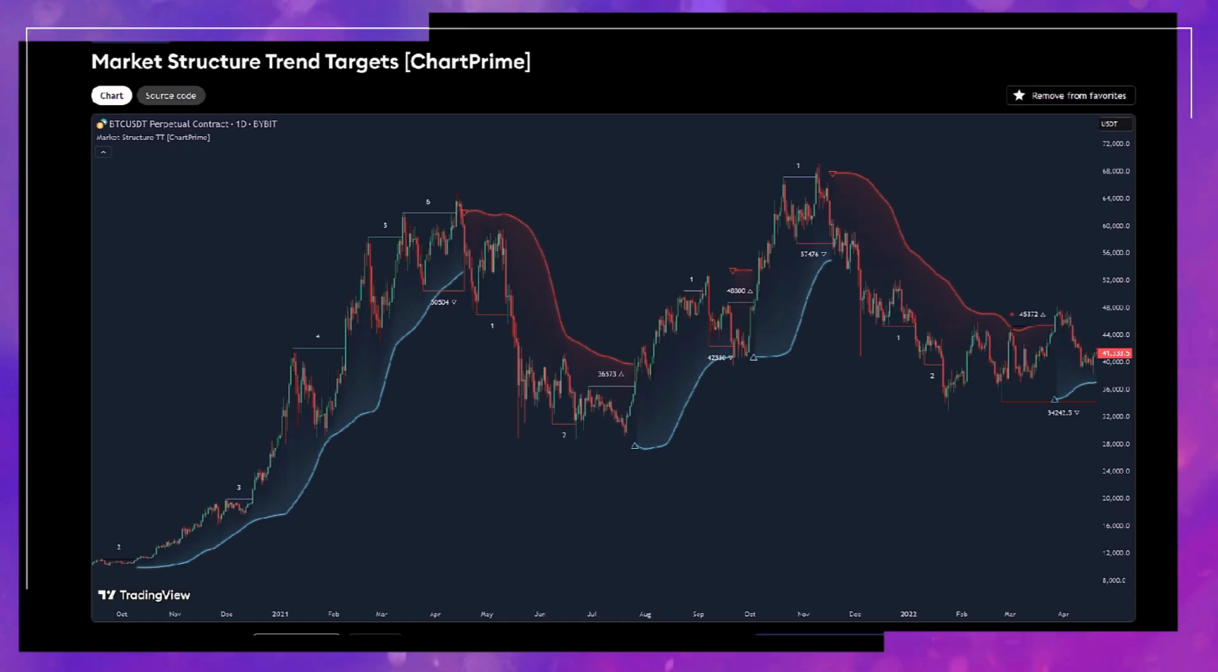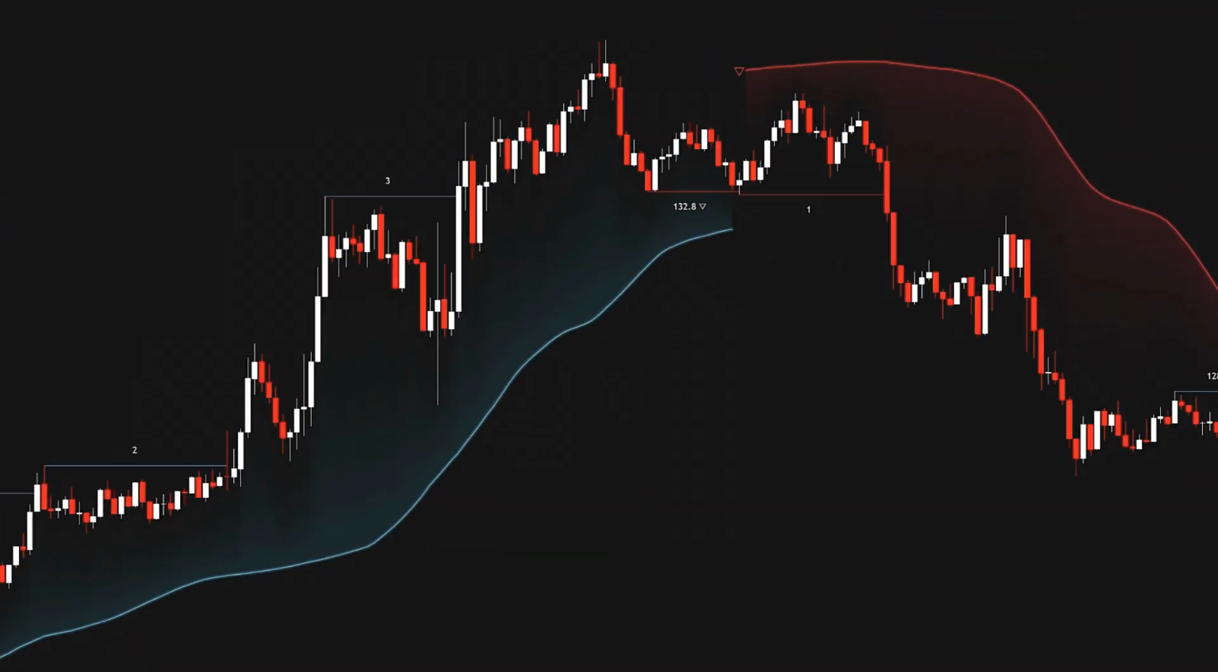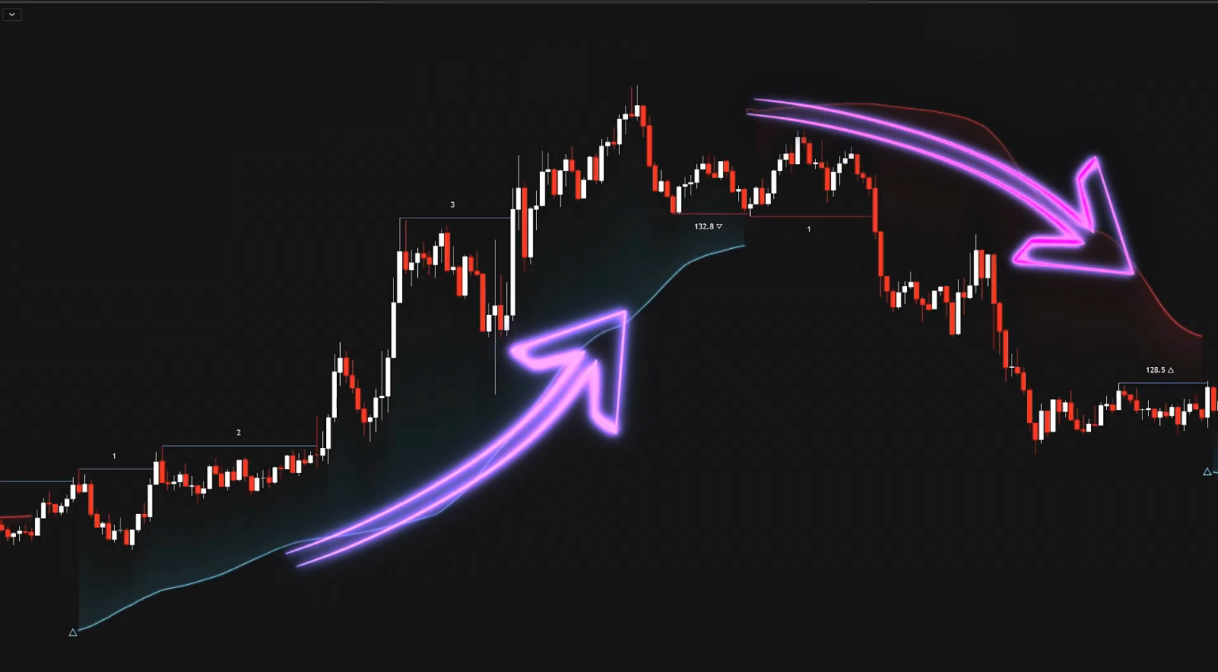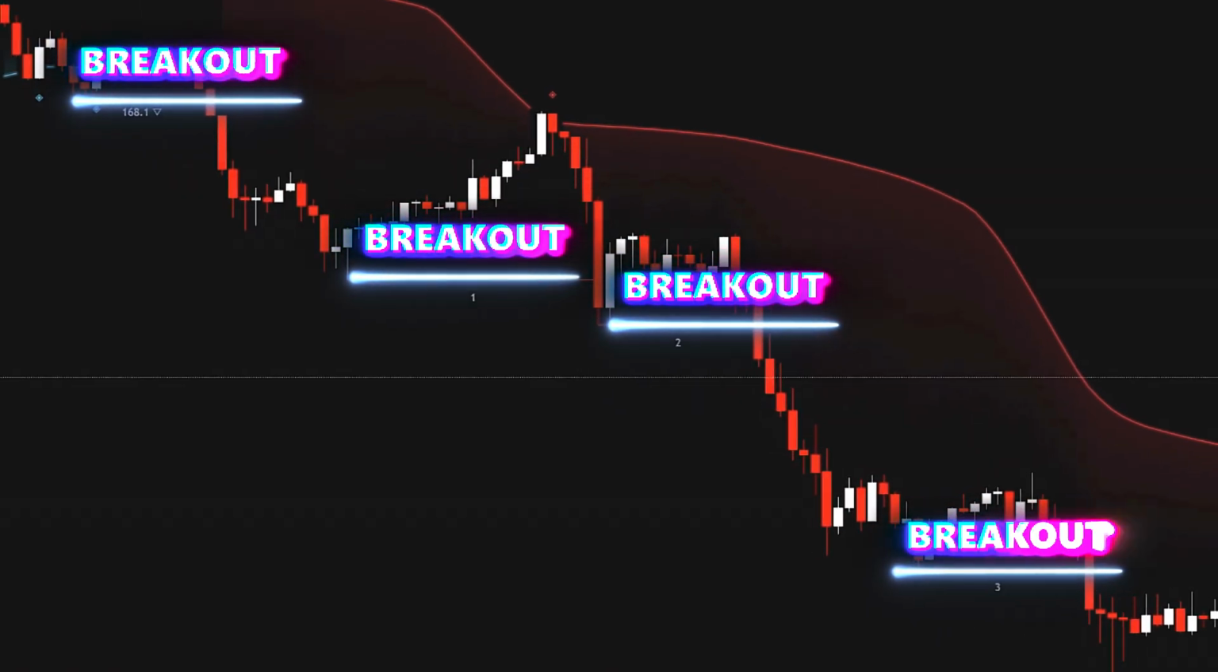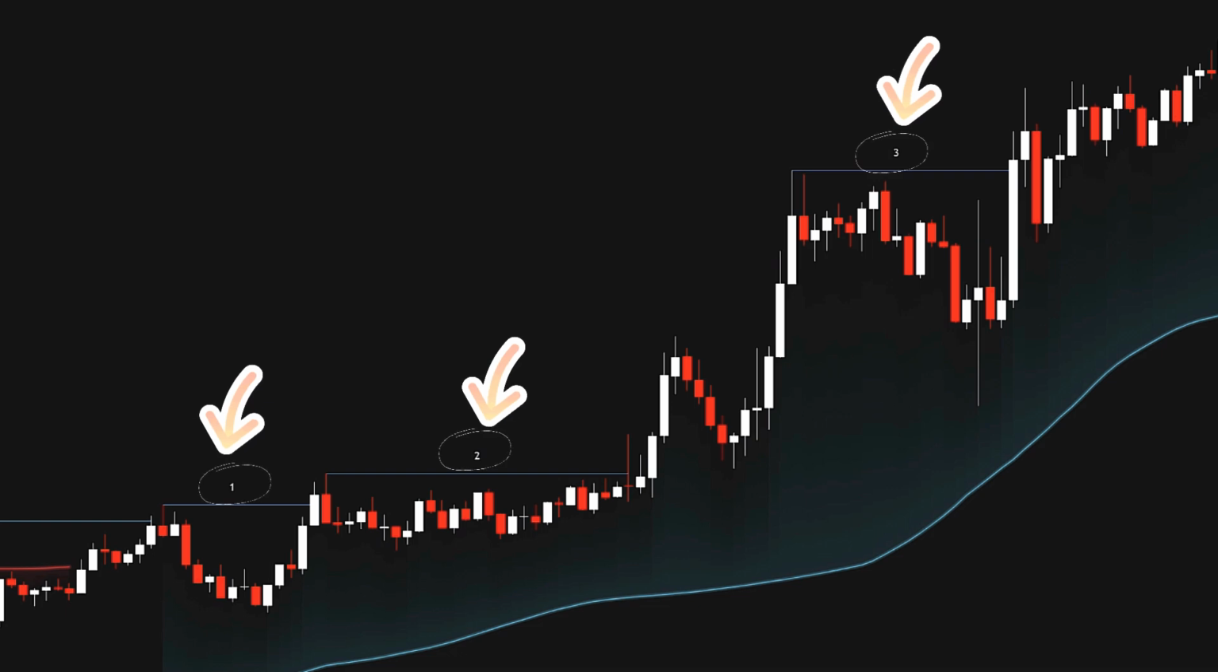Okay, so for that third and final indicator today, we're checking out something called the Market Structure Trend Targets. It's designed to give you a picture of the market's structure. What it does is identify key spots where the price has made significant breaks, like moving strongly past the level it was trading around, and it actually puts numbered marks right there on the chart at those breakout points.